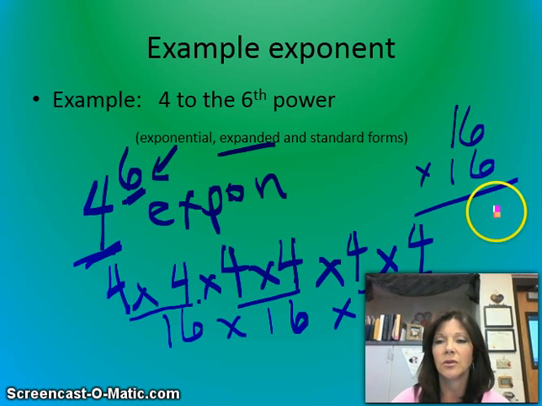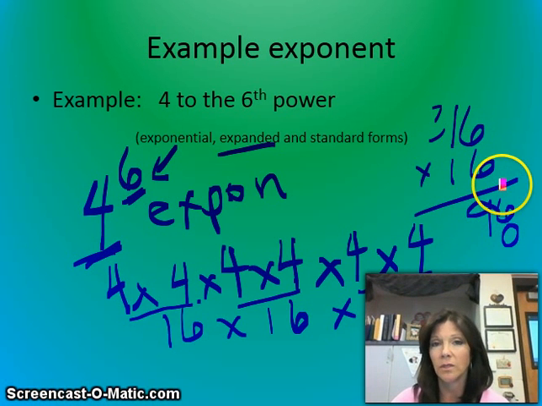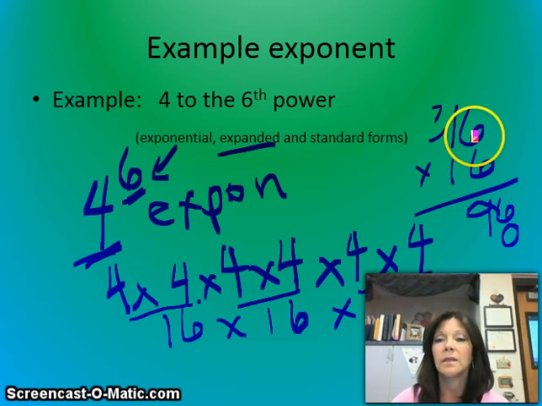6 times 6 is 36. I'm going to carry my 3. 6 times 1 is 6 plus 3 is 9. Bring down my 0 because I've used the numbers in the 1's columns. Now 1 times 6 is 6 and 1 times 1 is 1. To add those together, I've got 6, 9 plus 6 is 15, carry my 1, 256.